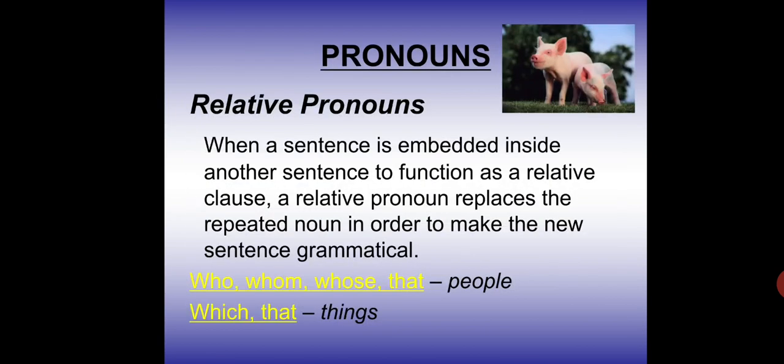Now, so, what about relative pronouns? When a sentence is embedded inside another sentence, to function as a relative clause, a relative pronoun replaces the repeated noun in order to make the new sentence grammatically accurate, grammatically much more acceptable. So if you guys remember your previous lecture, that was Grammar 7, we studied your grammatical construction for your sentence, and so as your relative pronouns, yung that, who, and which. Who, whom, whose, and that, we use for people. Only which and that are used for things.